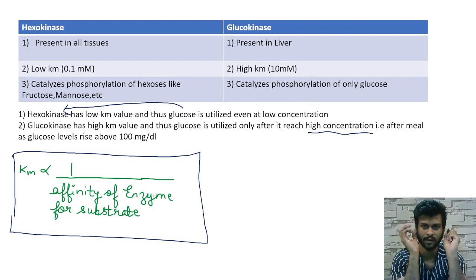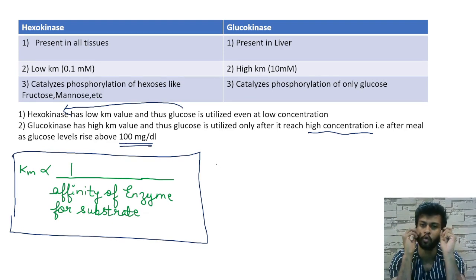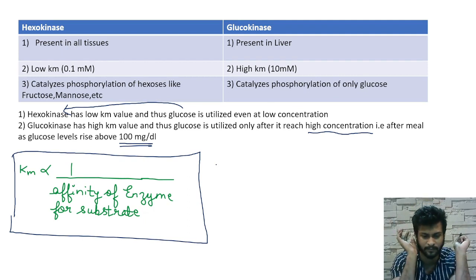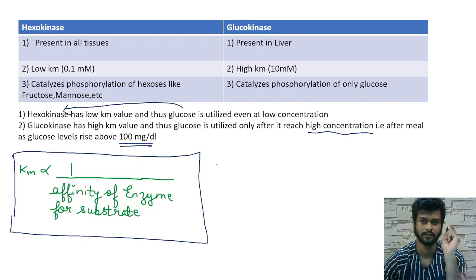And this happens after eating, when the glucose levels rise and can reach above 100 mg per deciliter. This is the reason why after a meal glucokinase will work, and in the rest of the cases hexokinase will work. Okay, so I think you have understood this better.